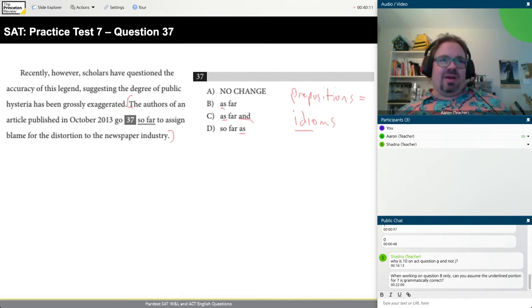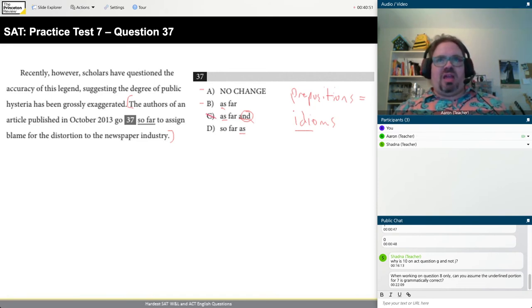So here, the sentence as written seems kind of okay, right? The authors of an article published in October 2013 go so far to assign blame for distortion to the newspaper industry. As far, so far, kind of the same. If I don't know the idiom, A and B kind of seem like whatever. C, the authors of an article published in October 2013 go as far and to assign blame for this, and does not make any sense at all. It does not seem right.